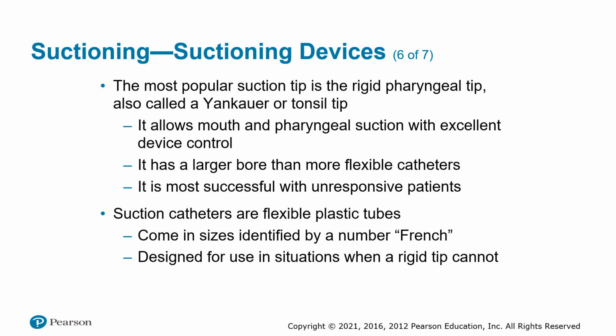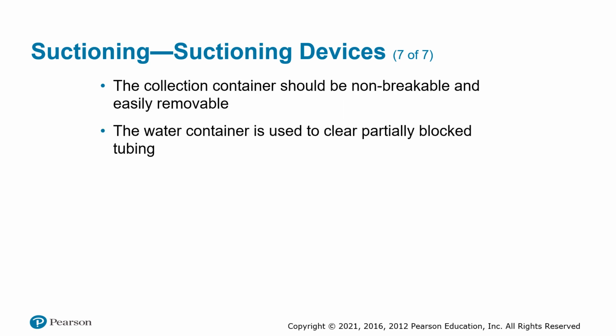The most popular tip is a rigid pharyngeal tip, also called a Yankauer or a tonsil tip. It allows mouth and pharyngeal suction with excellent device control. It has a larger bore than more flexible catheters, and it is most successful with unresponsive patients. Suction catheters are flexible plastic tubes, come in different sizes, and are identified by a number French. They are designed for use in situations when a rigid tip cannot be placed. Collection containers should be non-breakable and easily removable, and the water container is used to clear partially blocked tubing.